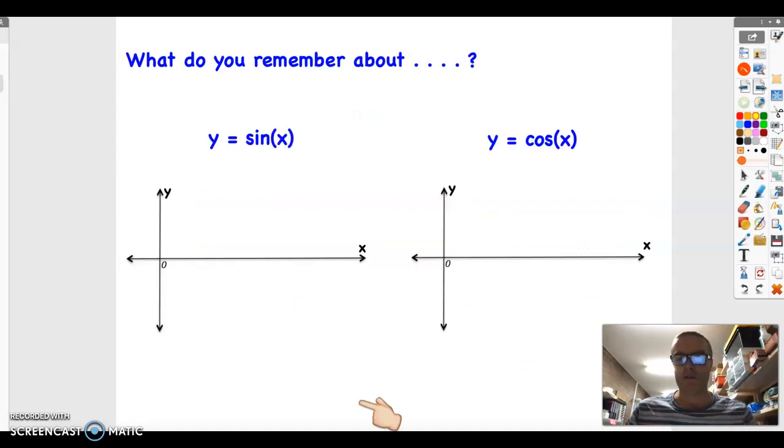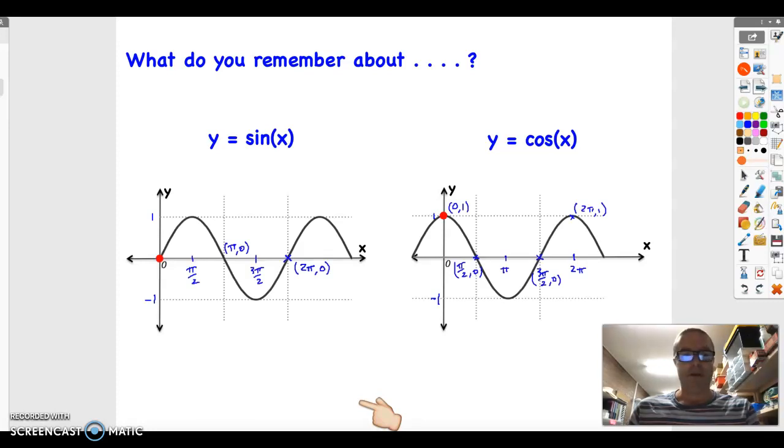So I'll just get you to do a sketch of sine x, cosine x, just on your piece of paper. Pause the video, include as many features of each graph as you can. So let's have a quick look over these two graphs.